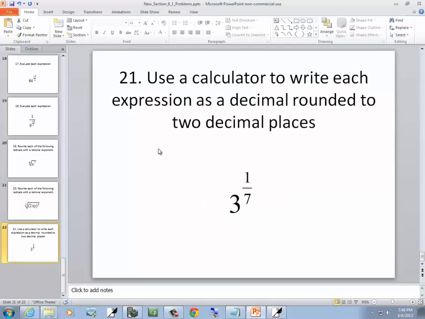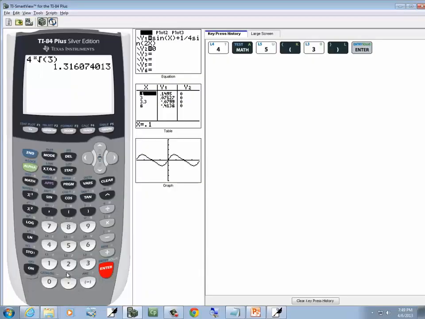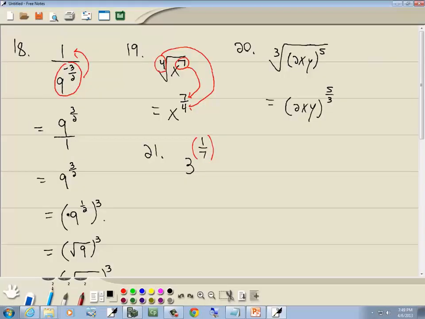And last problem, it's a calculator one. 3 to the 1/7. The key to putting this in your calculator is whenever you have more than a single number or a single variable in your exponent, put parentheses around the exponent. So when we plug this in, we're going to want to put parentheses around the 1/7. And we're rounding to 2 decimal places. So we'll come over here, we'll do 3 caret, beginning parentheses, 1 divided by 7.